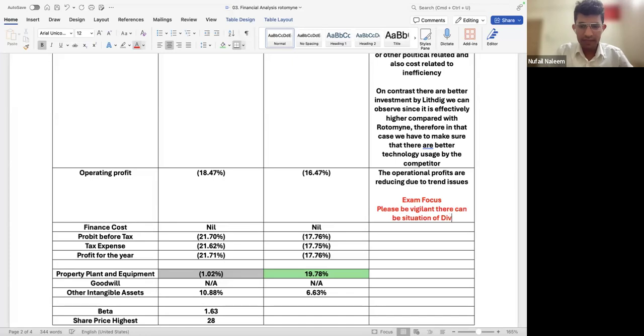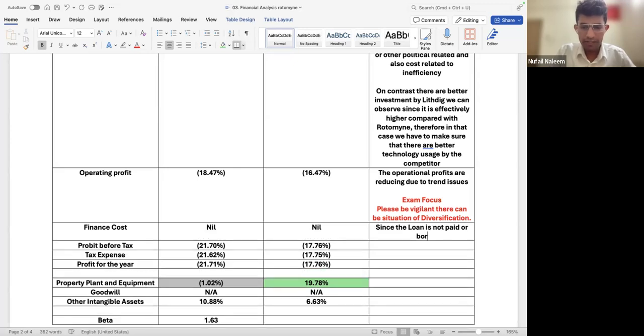There can be situations of diversification. Are you understanding that aspect, students? There can be a situation of diversification because industry trend is going down. Students, finance cost, there is no change since the loan amount is not paid or borrowed further. You have not borrowed further or you have not repaid it back. Okay, students, are you getting that?